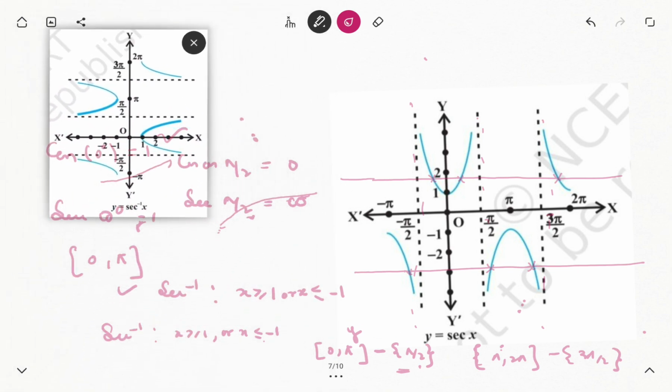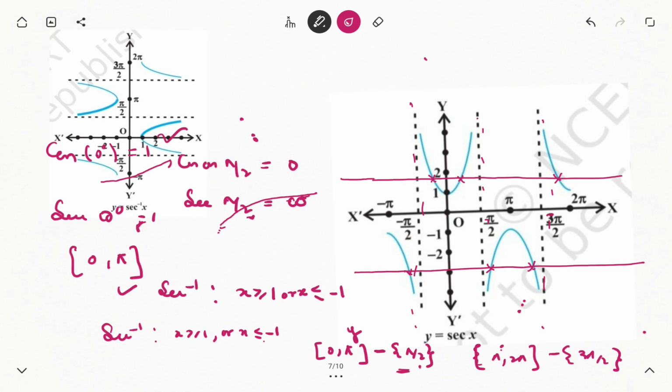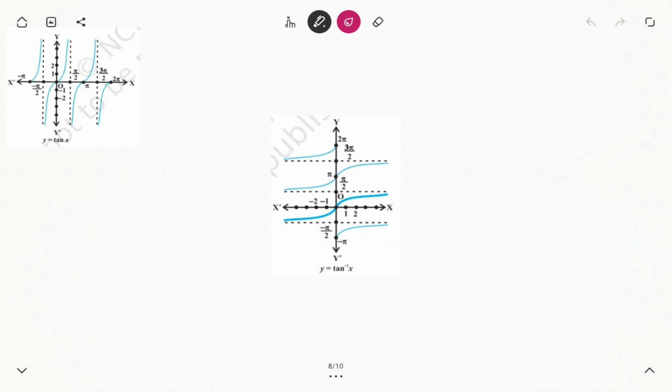Until and unless we restrict our domain, it will not work. Done? Similarly, now we come to tan x.